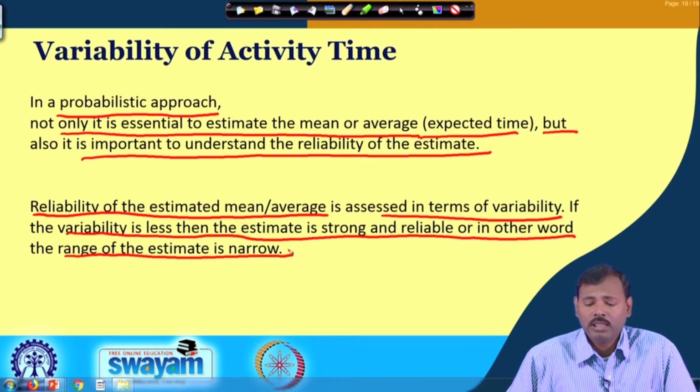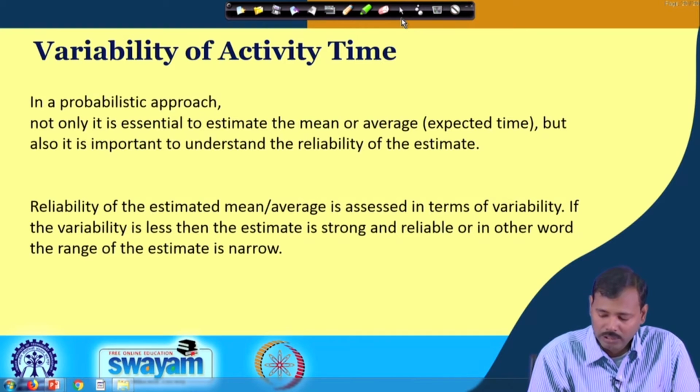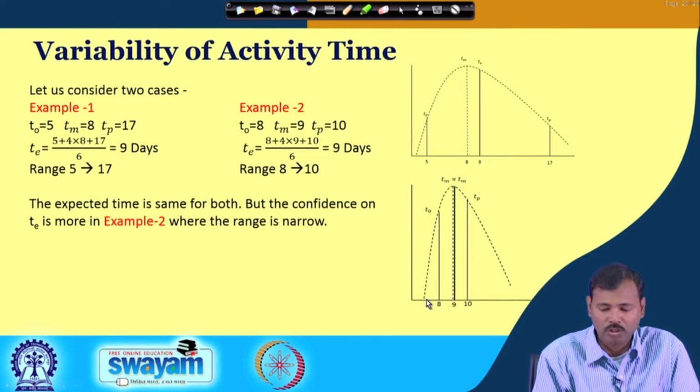So, that means for the expected mean which we are considering, if the variation is very high, the range is very high, then the reliability of that mean is also very less. But if the variability is less, the standard deviation is less, then the reliability of the mean is very high. We can understand these points from statistics also.